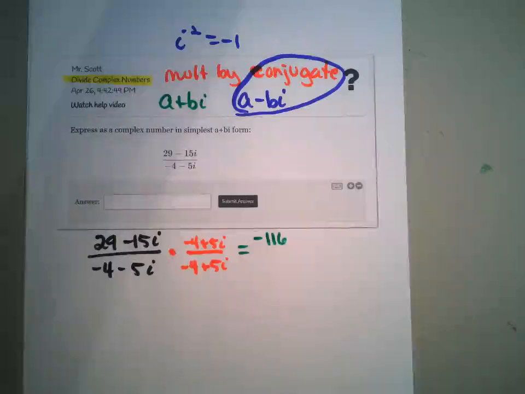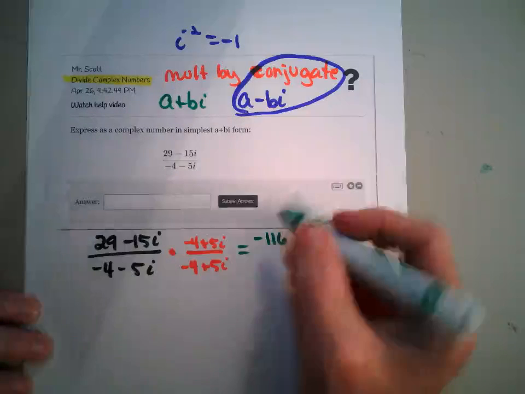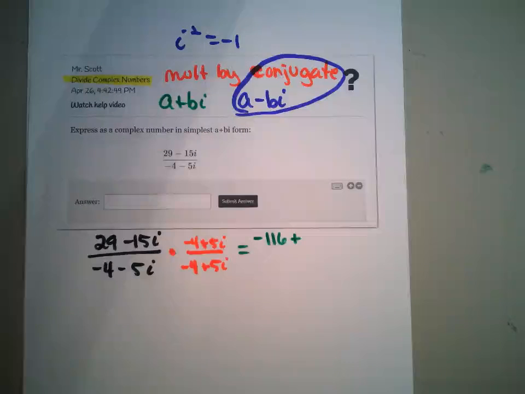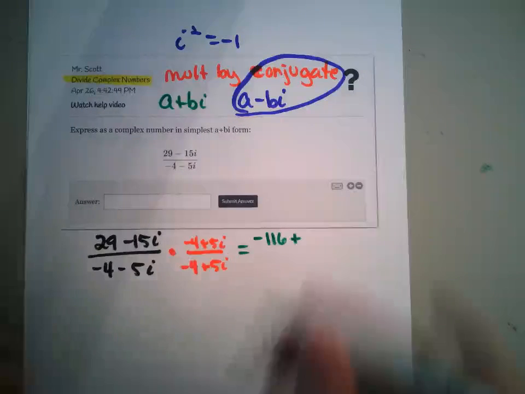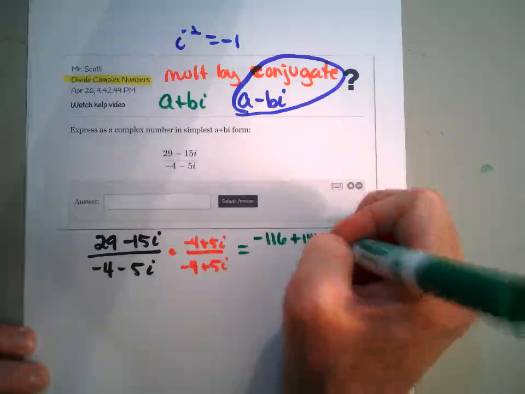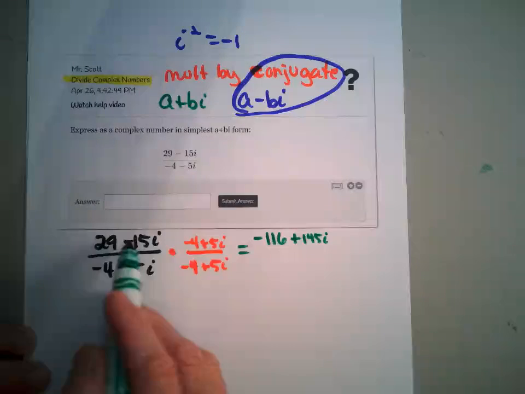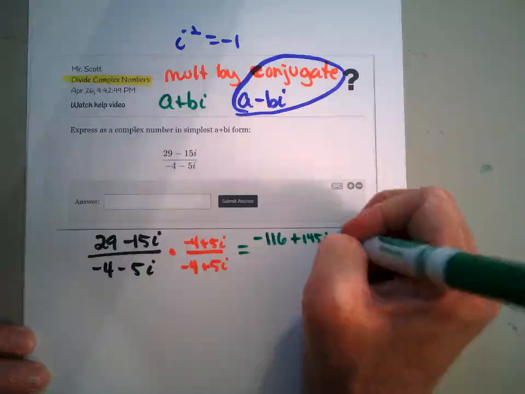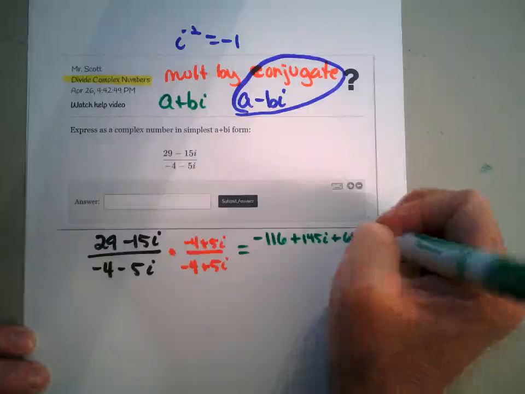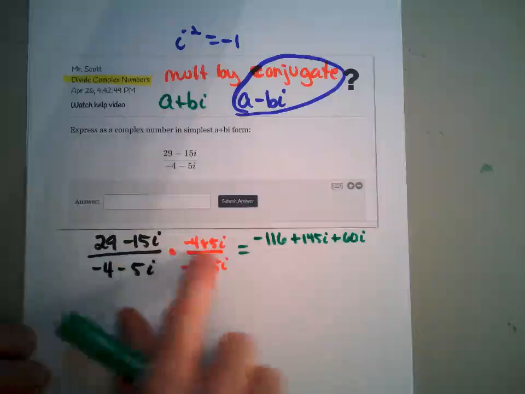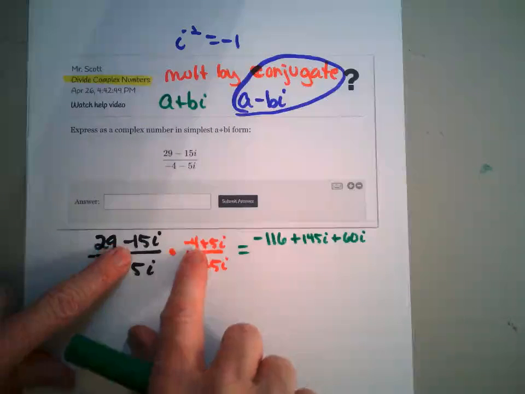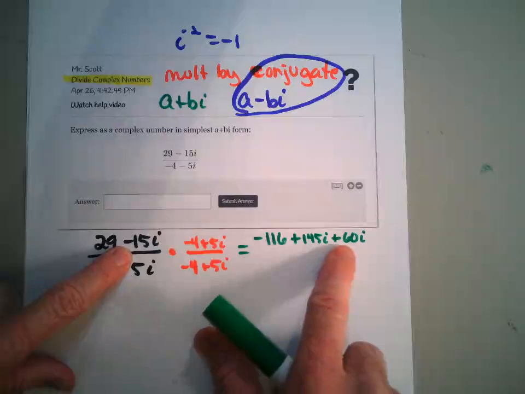29 times 5, so we got to do that real quick. Change that number to 5, be 145. So 29 times positive 5, 145i. Negative 15 times negative 4 be plus 60i. Negative 15 times 4 gave me net positive 60i right there.